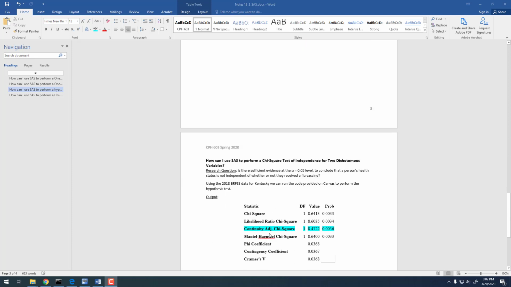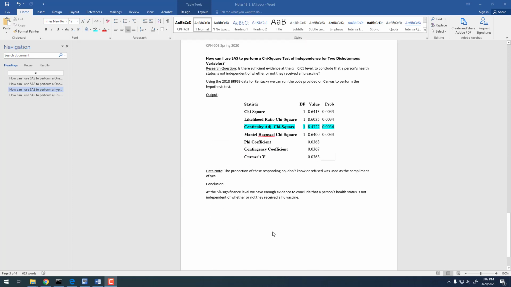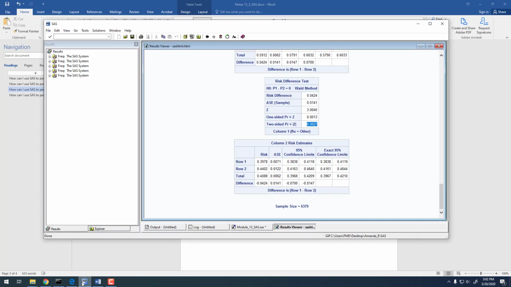The last hypothesis test we're going to look at is the chi-square test of independence for 2 dichotomous variables. So here we could ask the question, is there sufficient evidence at the alpha equal 0.05 level to conclude that a person's health status is not independent of whether or not they receive a flu vaccine? So again, we can use the data to help us.